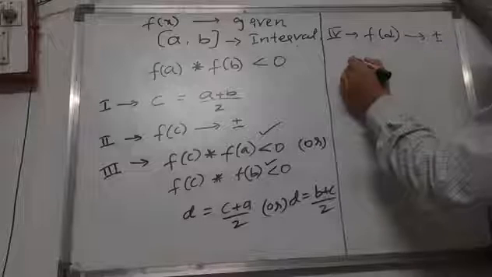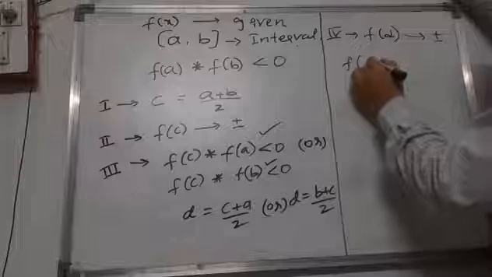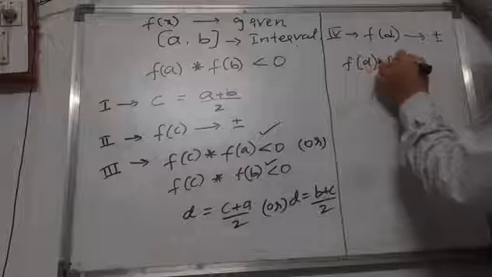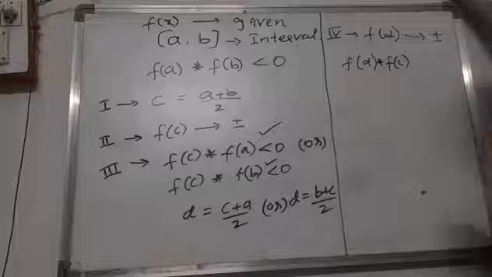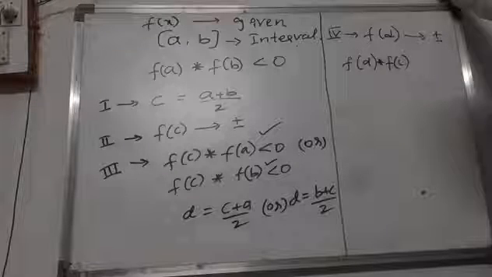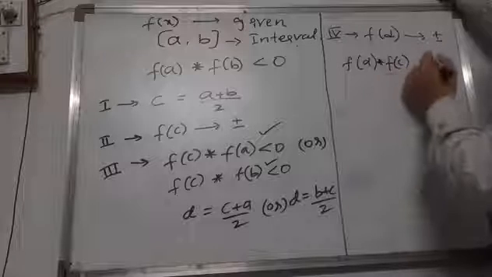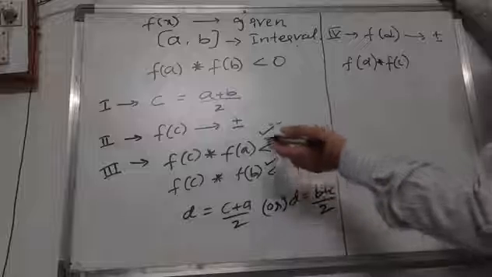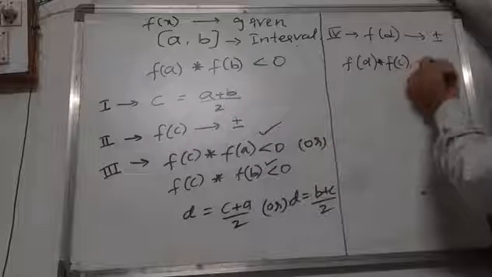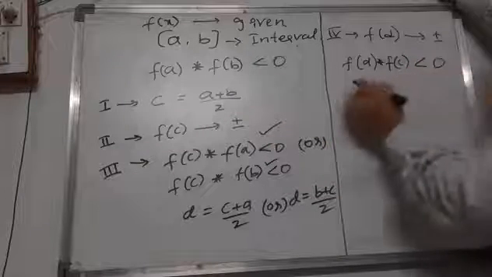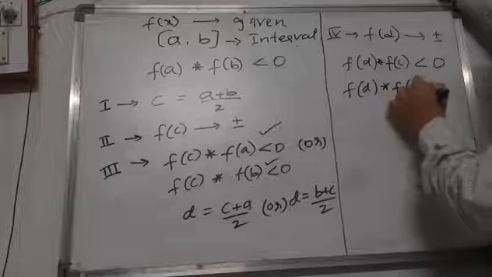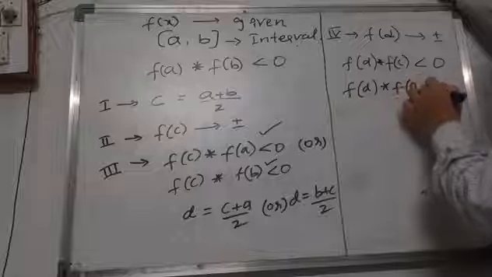And again, we have to do f of d into f of c. If it is less than 0, no problem. Otherwise, you have to go for f of d into f of a or b, whatever you get here.